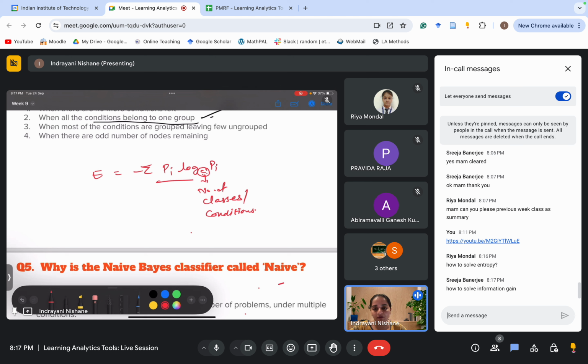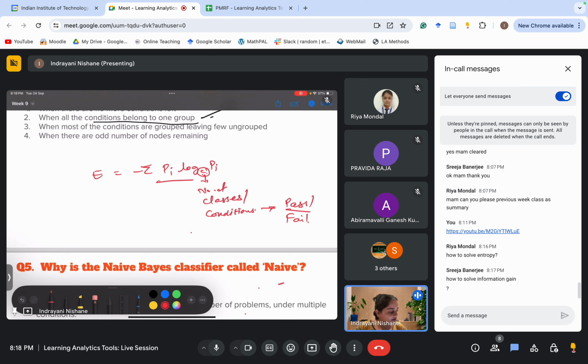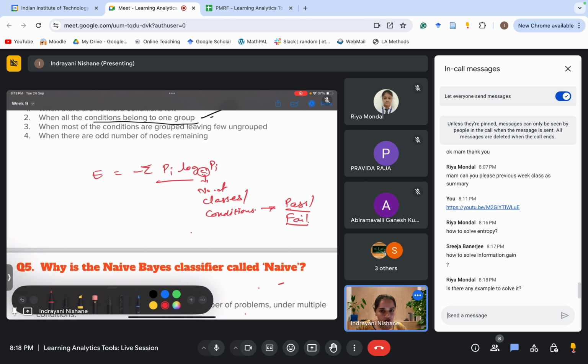So what is the probability of how many classes are there? Suppose there are 2 classes, pass and fail. This is a classifier algorithm, right? So there will be 2 classes, pass or fail. So this formula will consider log to the base 2. From i to C, we will do this for pass and for fail.